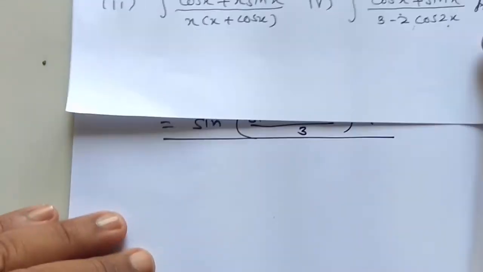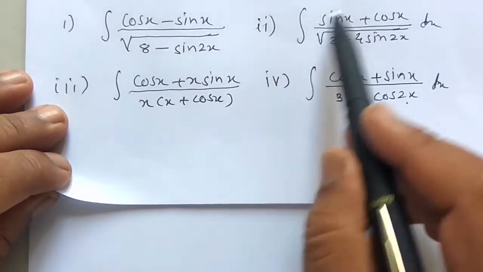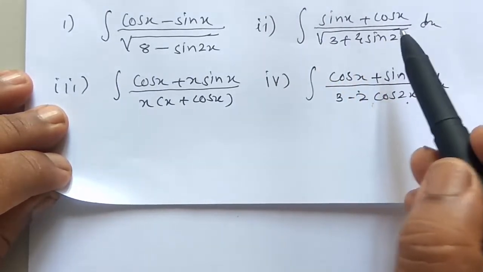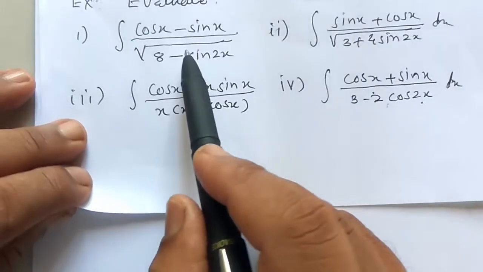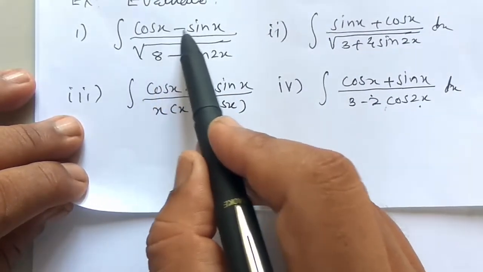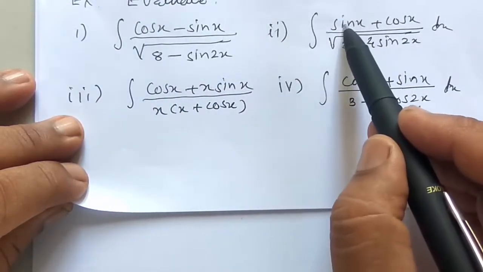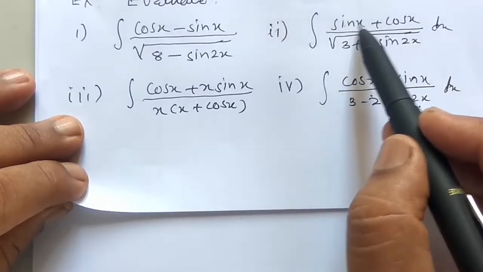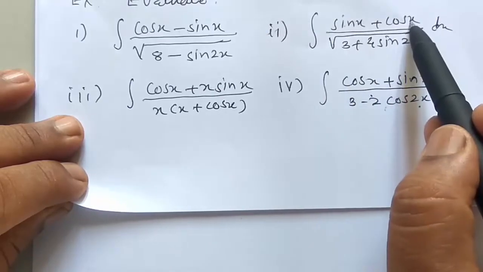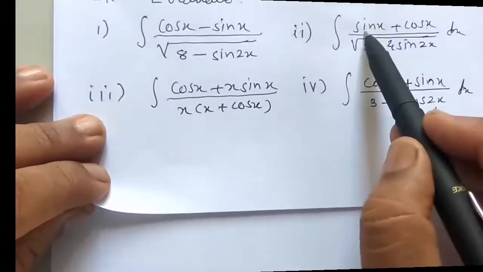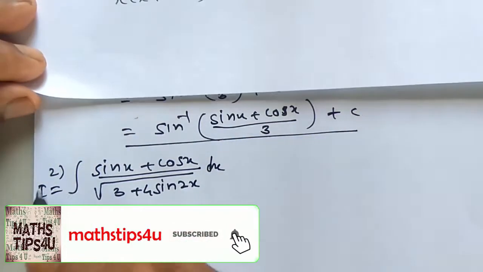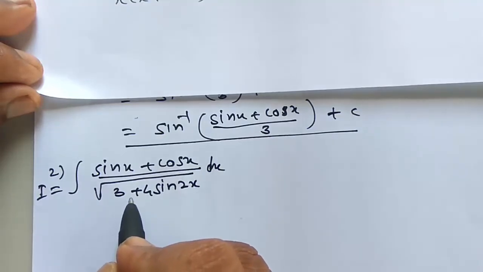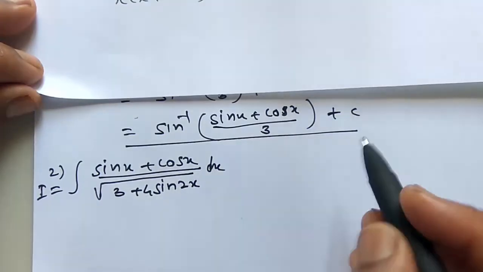Now the next example, example number 2: integration of sin x plus cos x upon under root of 3 plus 4 sin 2x. This is the same as example number 1. There, in the numerator it was cos x minus sin x; here, in the numerator, it is sin x plus cos x. So now we take sin x minus cos x, whose derivative is equal to cos x plus sin x. So number 2, I is equal to the integration of sin x plus cos x upon under root of 3 plus 4 sin 2x.